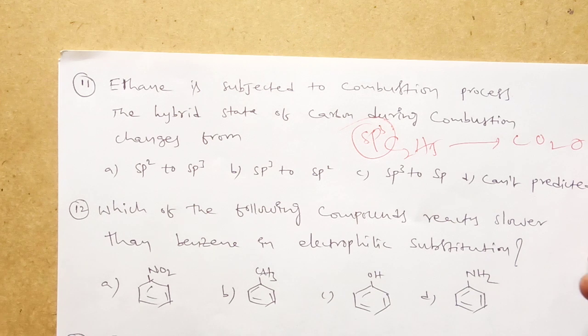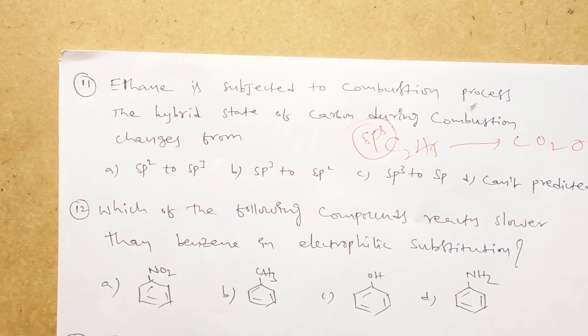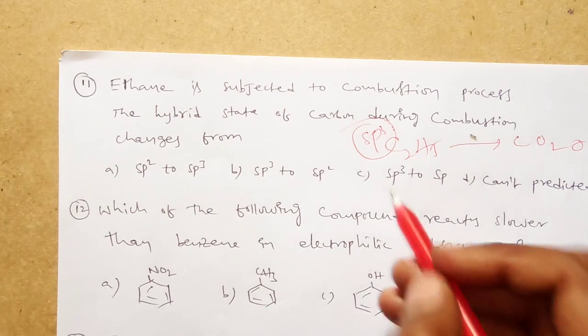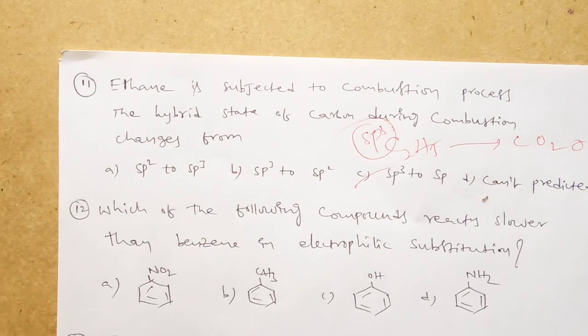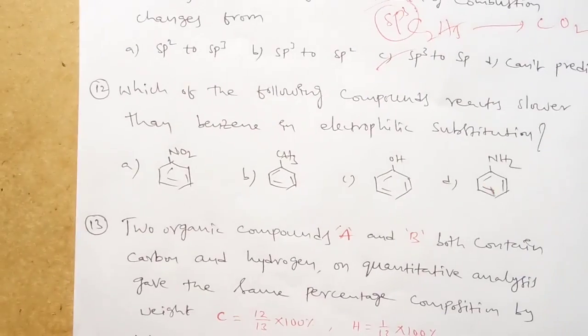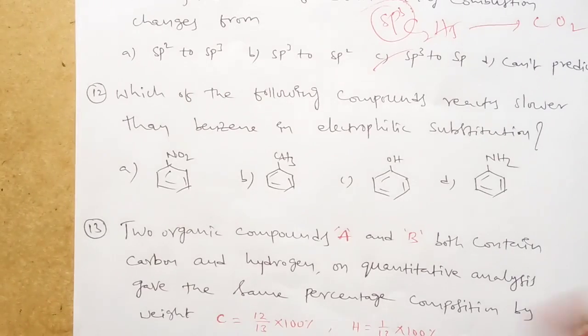So here there are 4 electrons on the carbon, 2 are sp hybridized with the p orbital of oxygen, and the remaining 2 are p pi bonds. Here a p pi bond and here also a p pi bond. Hence it is sp hybridization. So sp3 to sp. Next, look at question number 12.